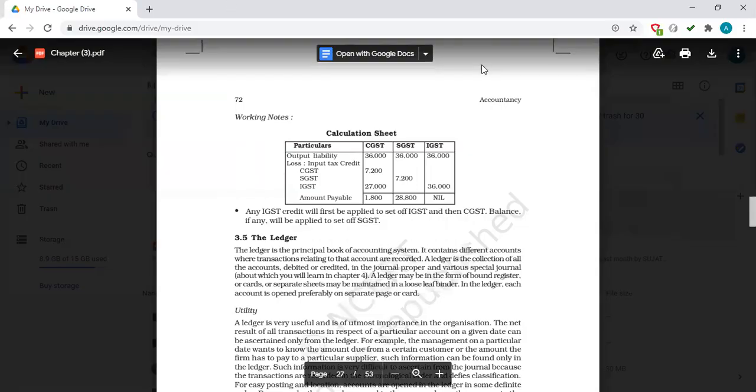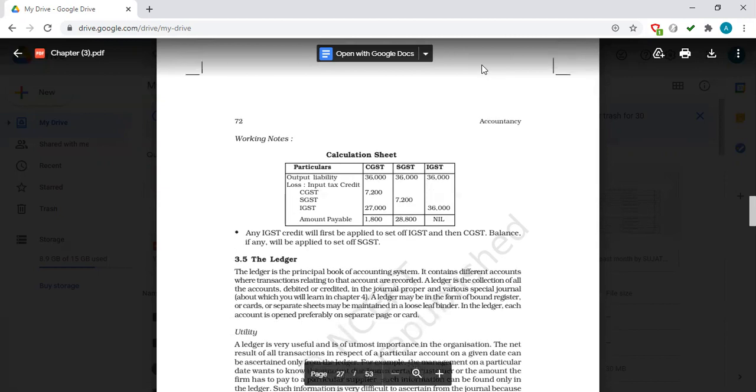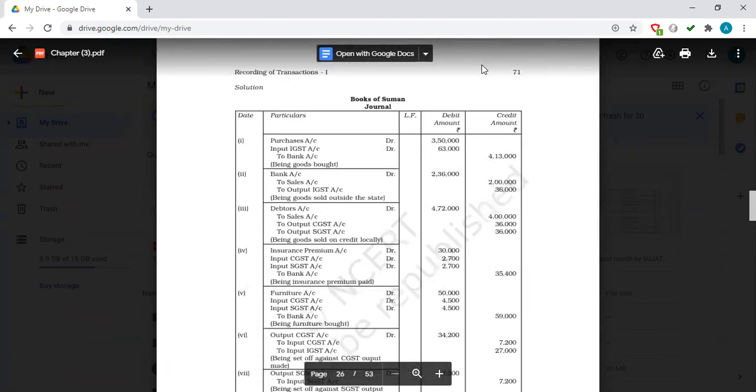Okay, students. So now come to the calculation sheet. Prepare columns so it will be easy for you to understand: particulars, CGST column, SGST column, IGST column. Output liability means output CGST, SGST and IGST. Go to your journal entry. First, CGST input, leave it for now. Output IGST 36,000. So on the IGST output liability side write 36,000.